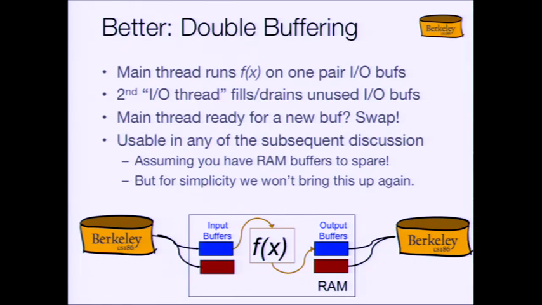So basically the way this works is the main thread runs f of x on one pair of buffers, and the second I/O thread fills, let's say those are the blue ones. All right? Right now f of x is being used on the blue buffers. But there's another thread that's filling up that input buffer and maybe draining that output buffer.